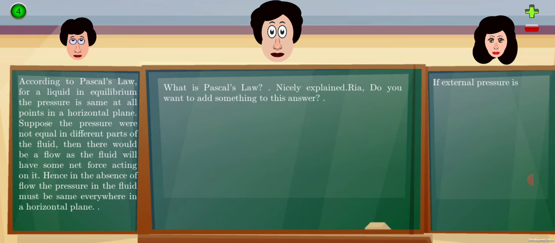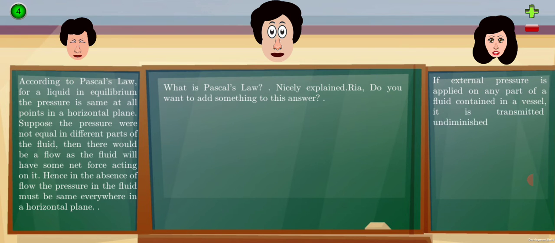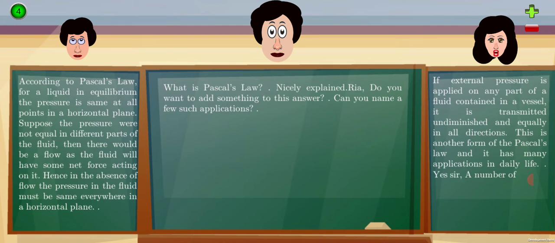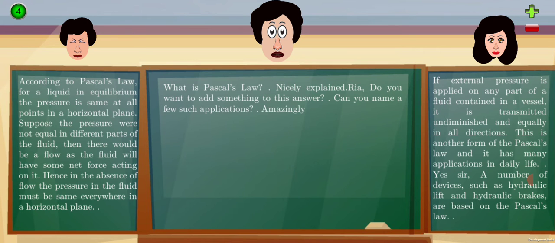If external pressure is applied on any part of a fluid contained in a vessel, it is transmitted undiminished and equally in all directions. This is another form of the Pascal's law and it has many applications in daily life. Can you name a few such applications? Yes, sir. A number of devices, such as hydraulic lift and hydraulic brakes, are based on the Pascal's law. Amazingly done, kids. So proud of you.